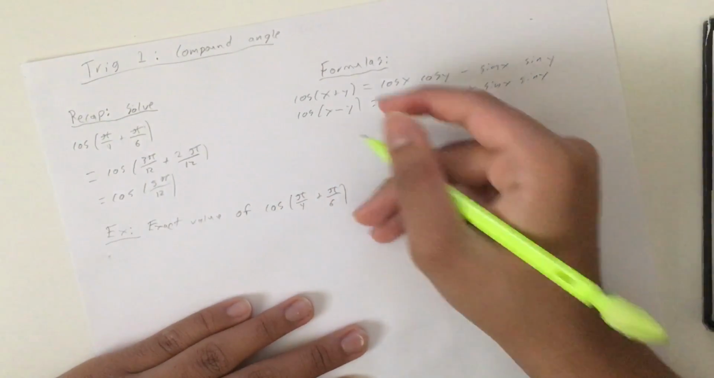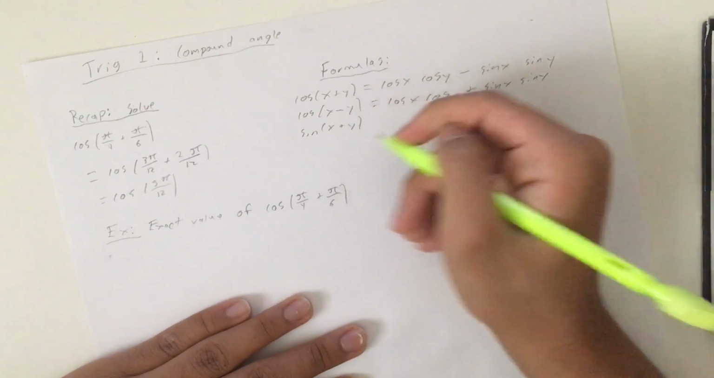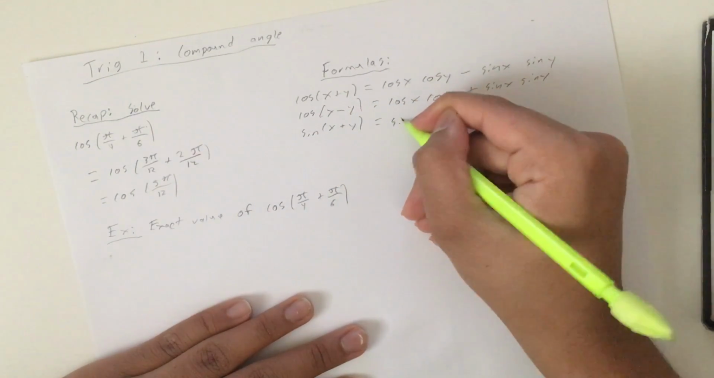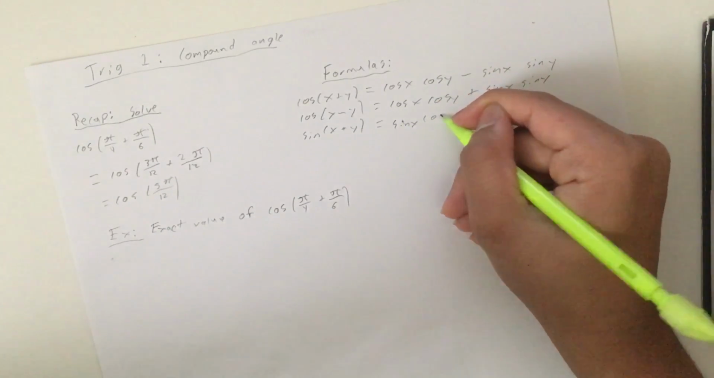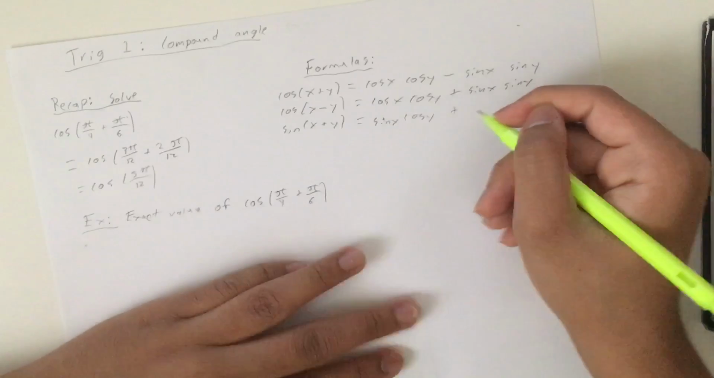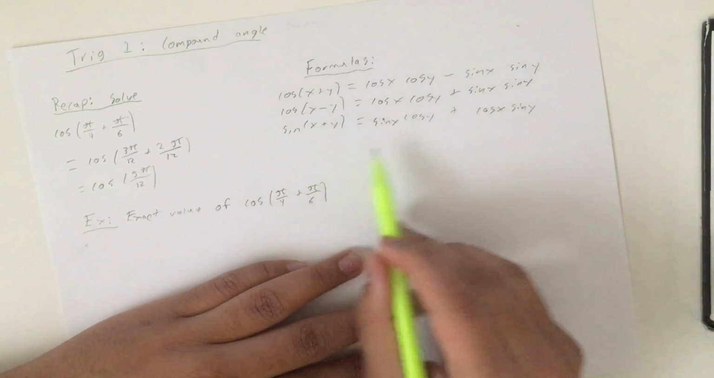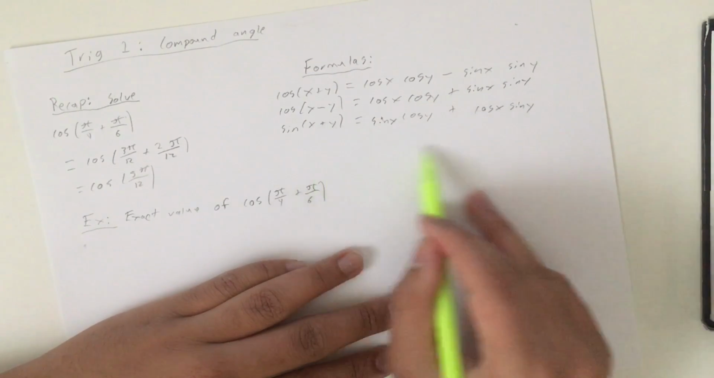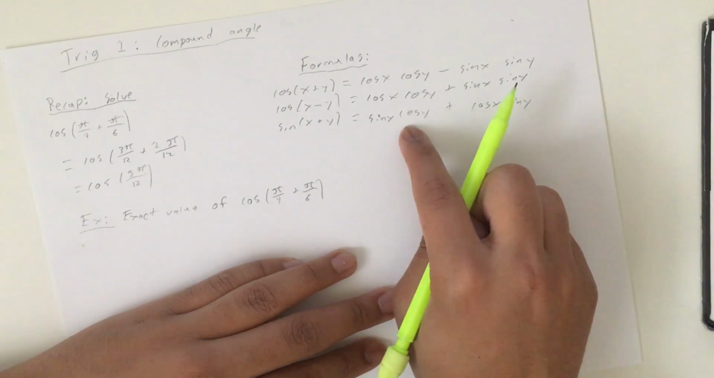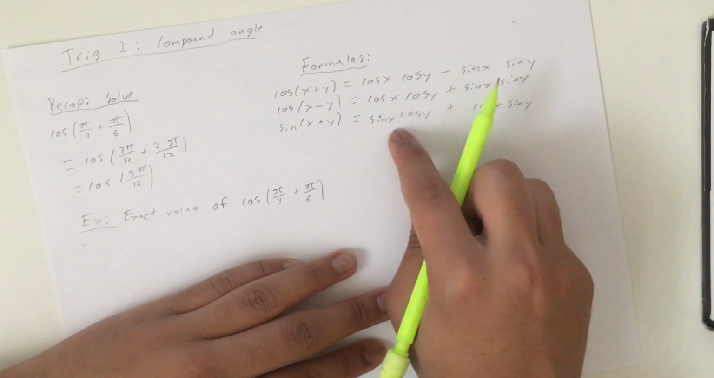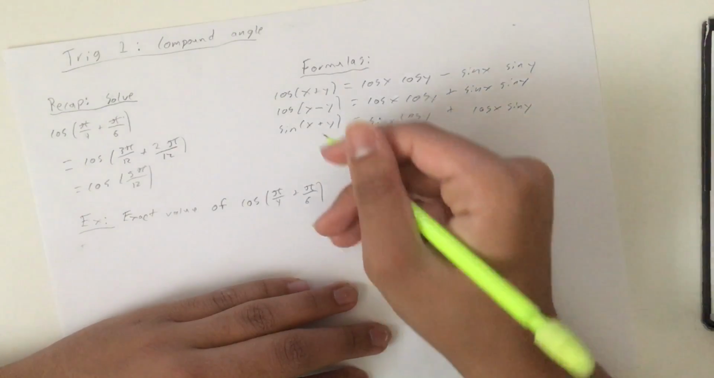And then for the sin equations, you'll have sin(x plus y) equals sin x times cos y plus cos x sin y. As you can see for this equation, the signs stay the same, but here you switch what you multiply each other by. You're not multiplying by the same thing. You're multiplying by sin and cos, but the x and y's are different.